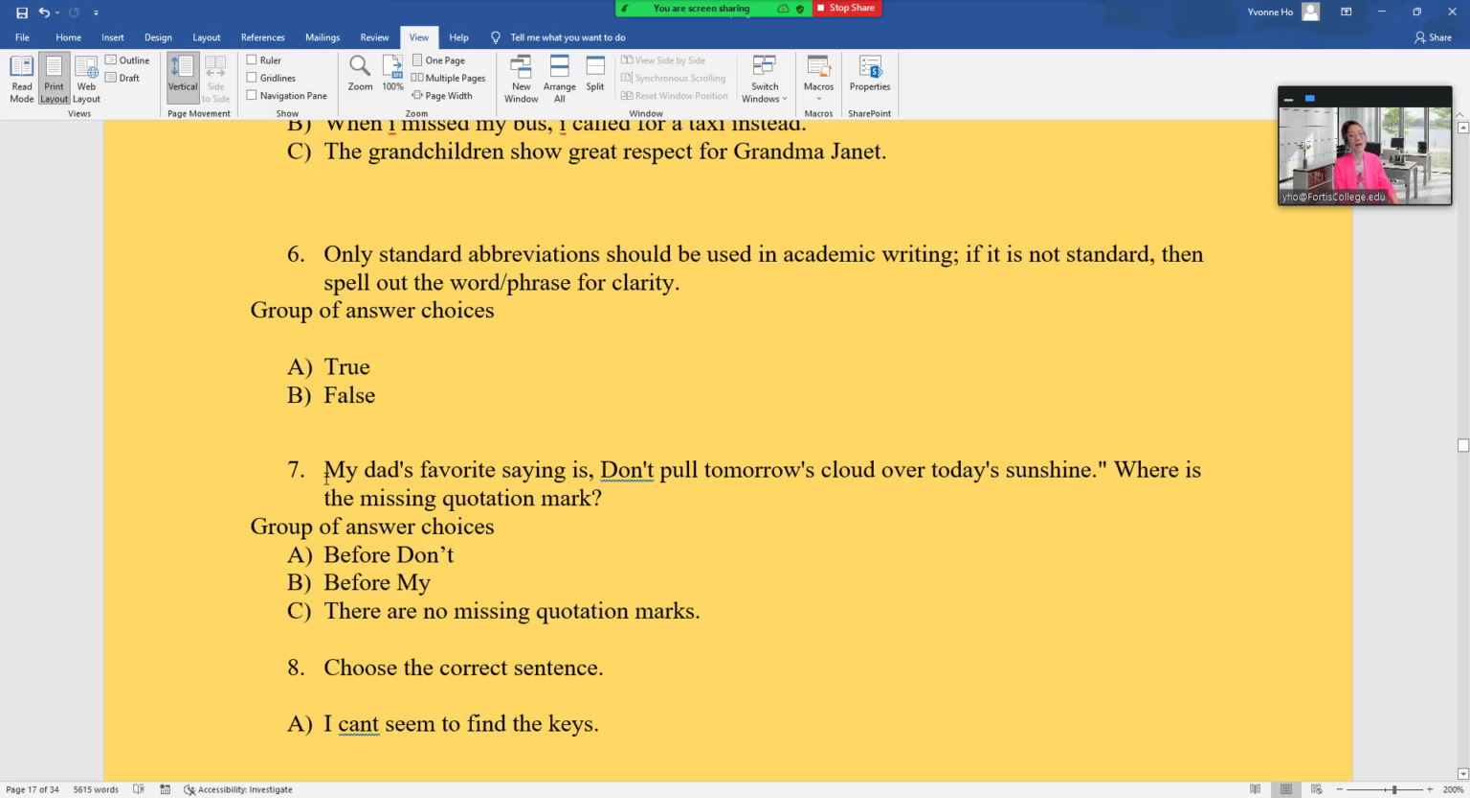Okay. My dad's favorite saying is, don't pull tomorrow's cloud over today's sunshine. Where is the missing quotation mark? Remember, when we have a dialogue, you need a beginning quotation mark and you need an ending quotation mark. So here you need a beginning quotation mark, so before don't. So the answer is A.